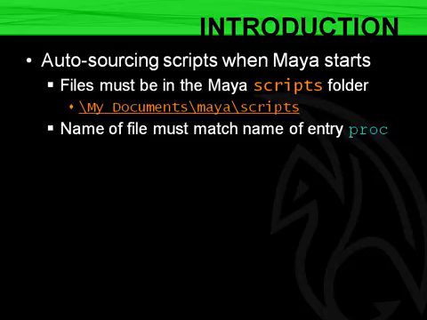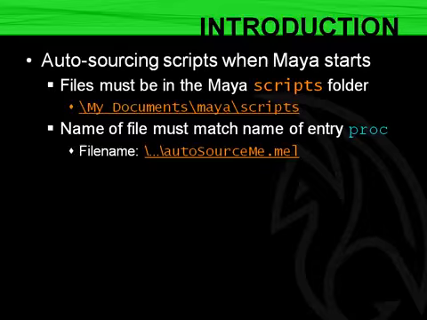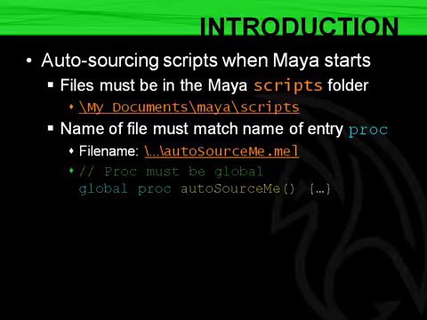And everything in there, when Maya loads up, gets sourced. And that means it gets read and put into memory. Now, if you put the name of the file with the same name as a single global procedure inside that file, it'll automatically be available to you to use instead of having to source that file first. So, for example, let's say you had a file called AutoSourceMe. And then you created a global procedure inside that file, autosourceme.mel, with the same name minus the .mel at the end. In other words, autosourceme.mel, and then the name of my procedure is autosourceme.